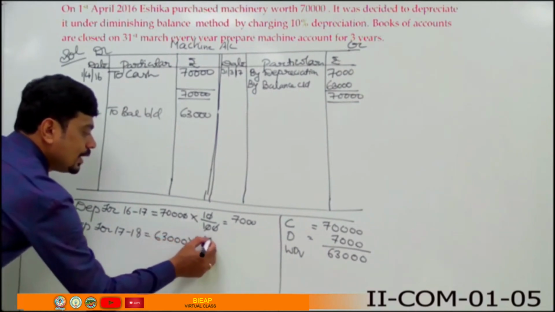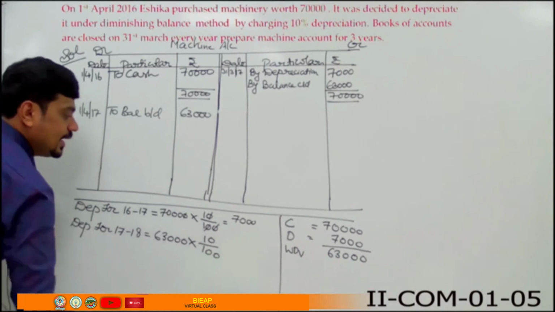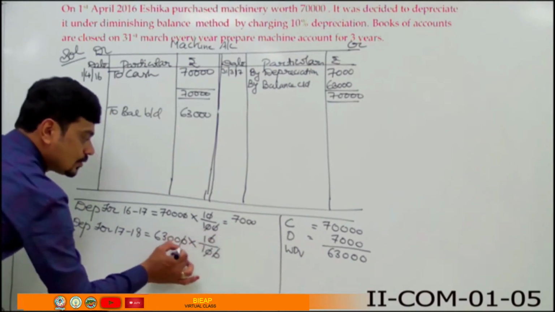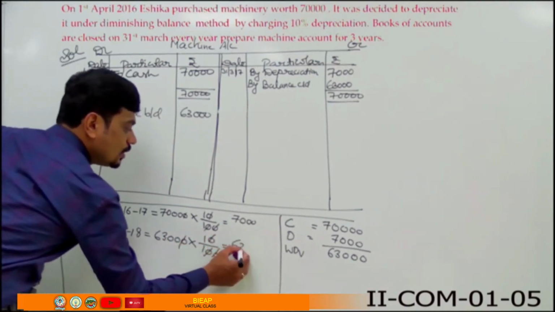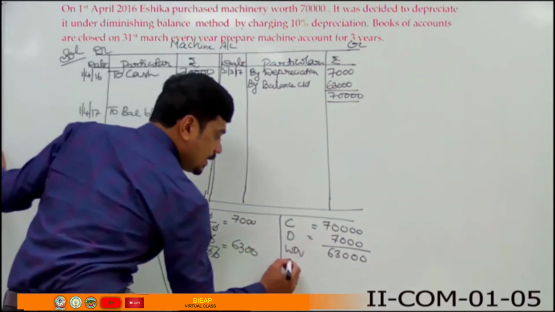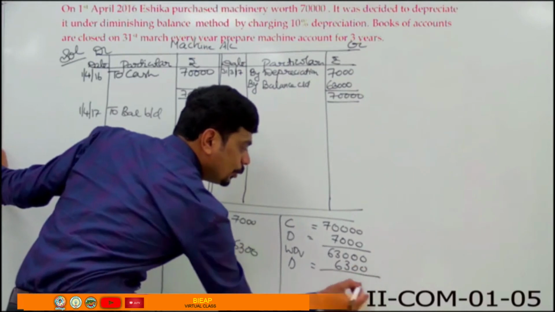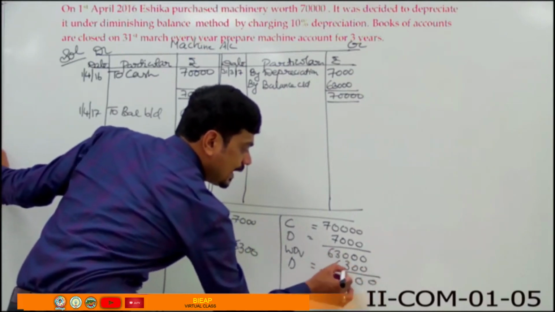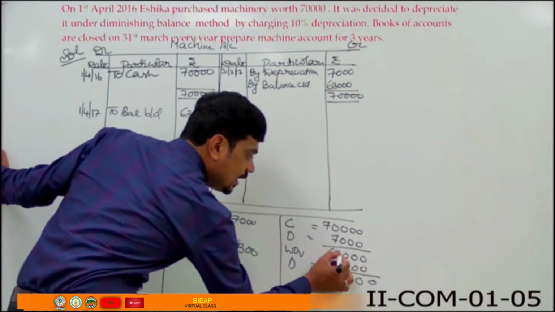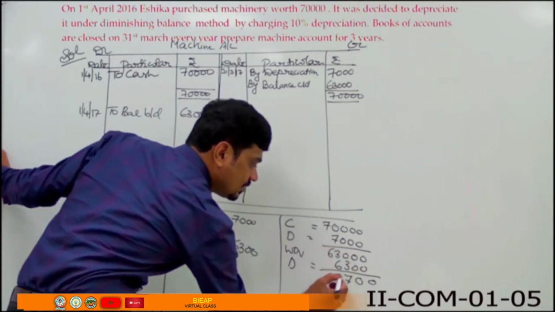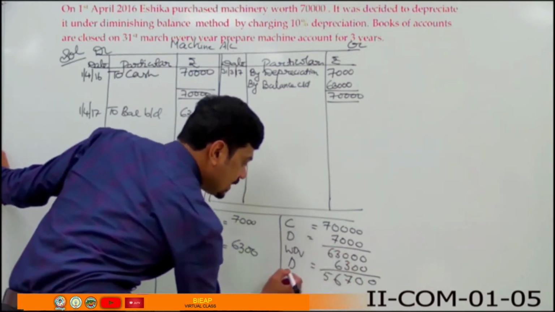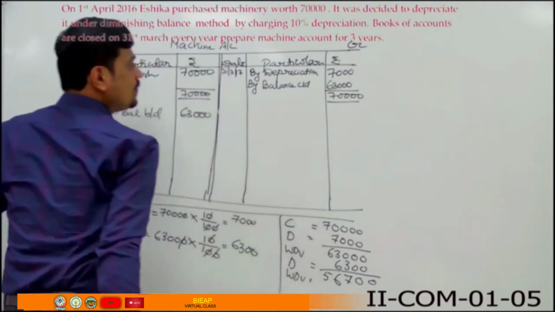63,000 into 10%. Cancel the zeros. If I cancel, I got 6,300. Subtract and get the written down value and be ready. At a time, we'll do the posting. 0, 0. 10 minus 3, 7. Here, 2 is left, borrowed. 12 minus 6, 6. And 5. This is the written down value.